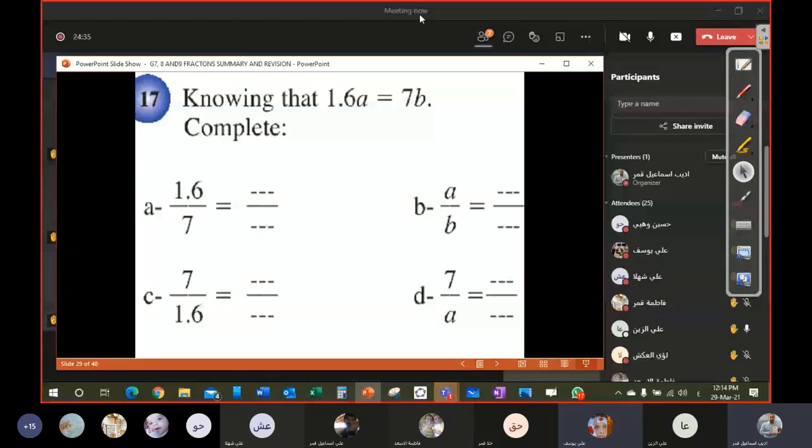You don't have to use a calculator. Look at here. We should do cross multiplication in part A to get 1.6a equals 7b. Where do we put B and A here?